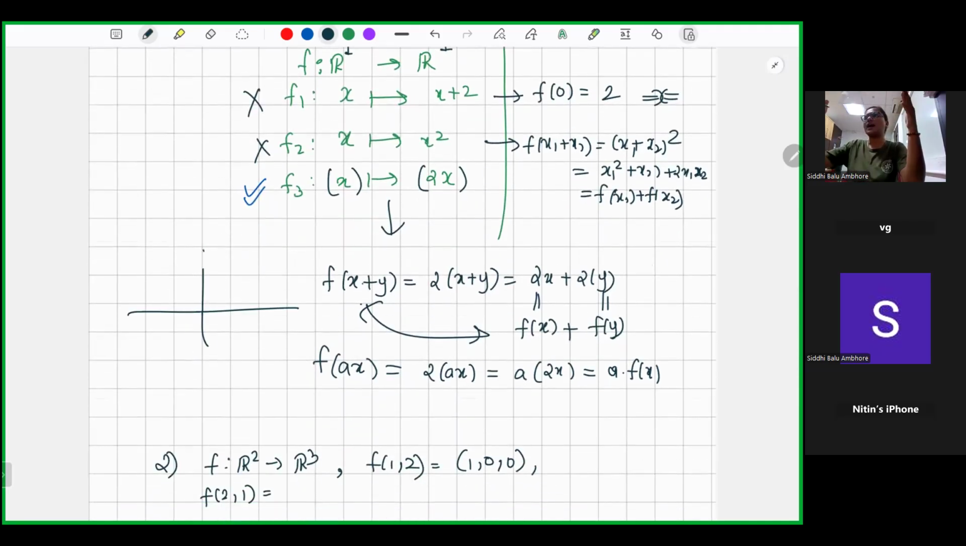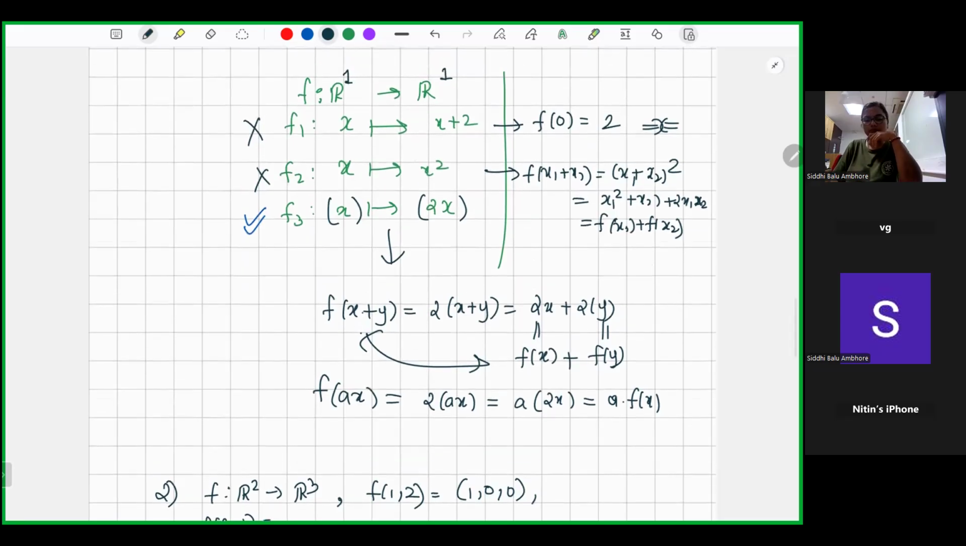To draw a graph, let's take the same example. For R1 to R1, you took F of x, going to x as 2x, for example. Correct? So if this is my V, that is R, and this is my W, that is R, then going from V to W, both are R, it is this line, right? This is my 1 and this is my 2. Correct. This is a line here.